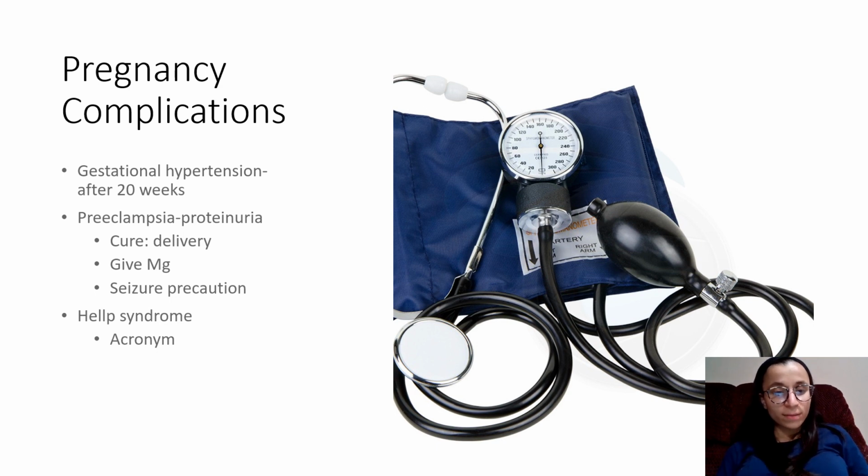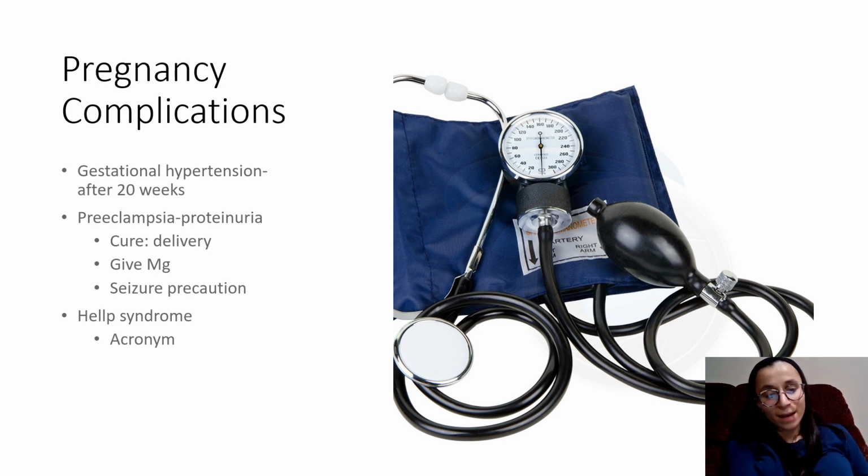So the symptoms of preeclampsia are high blood pressure and protein in the urine, like I said. The goal in this stage is to prevent it from getting to eclampsia. So you want to give them magnesium sulfate and assess deep tendon reflexes hourly. The only cure for preeclampsia is delivery. Just know that.